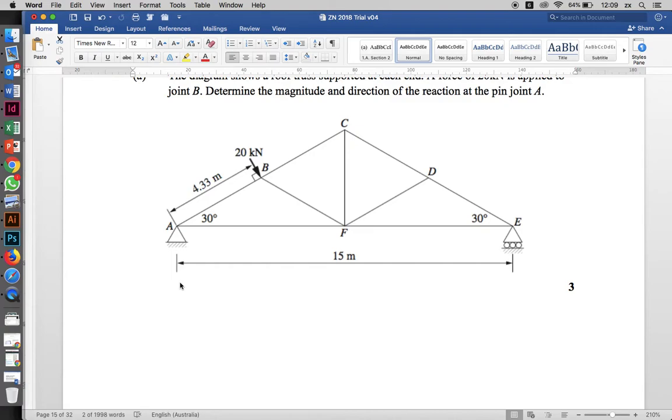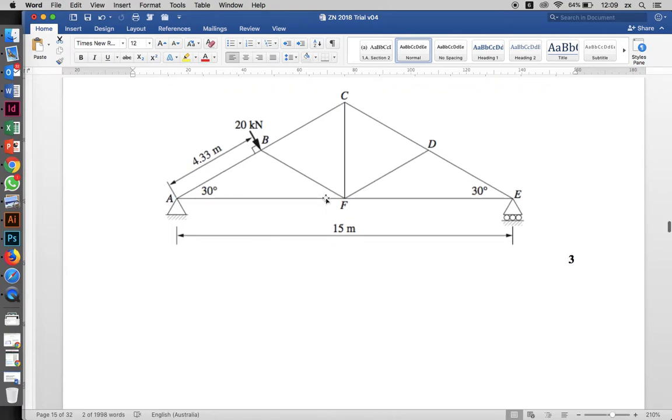But if you're a high ability student, it might be worthwhile learning, and it might be something to look at, even if just as a way of checking your marks. But in this case, we're just going to find reaction E, because we know the direction of reaction E.